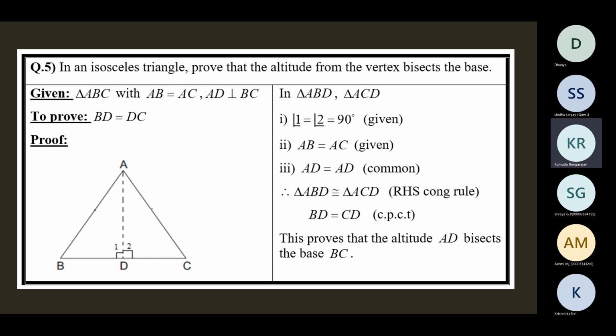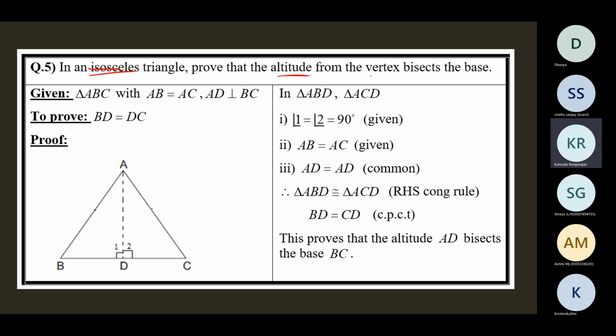Okay. So here, in an isosceles triangle, prove that the altitude from the vertex bisects the base. Altitude meaning it makes 90 degrees with the base. So we are given an isosceles triangle ABC.